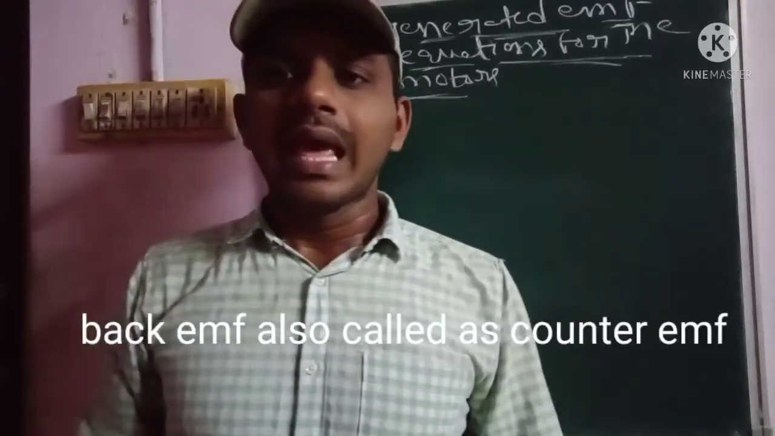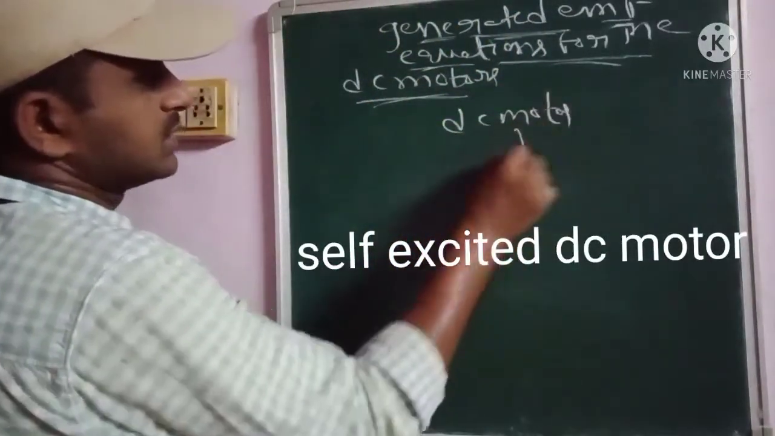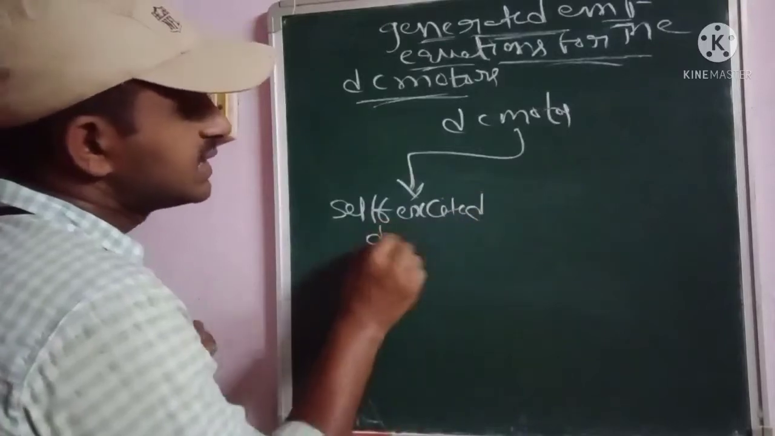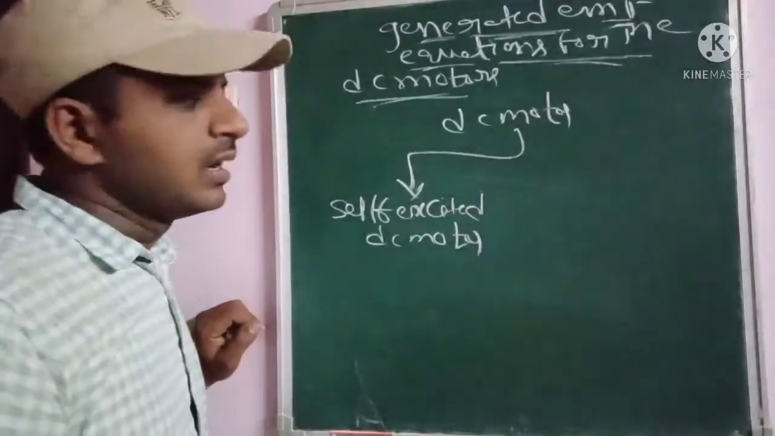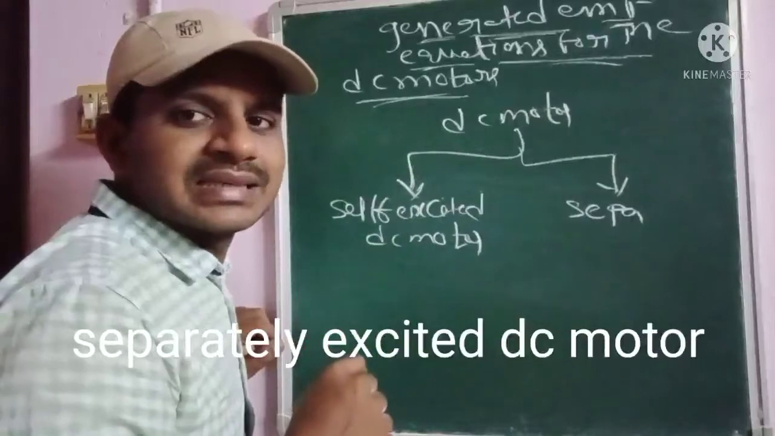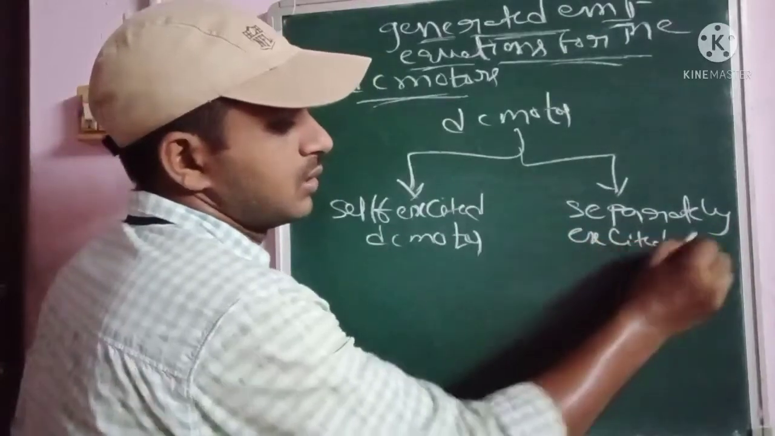According to the connection of both the armature winding and the field winding, either in series or in parallel, DC motors can be classified into basically two types. One is the self-excited DC motor, which is very important, and the second one is the separately excited DC motor.